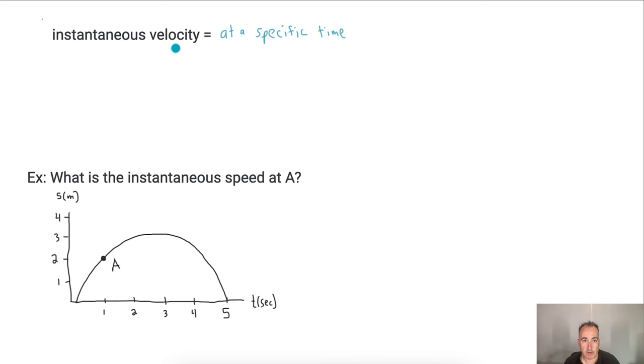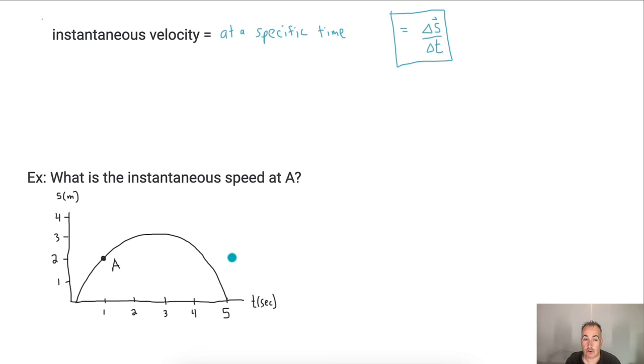So for example, for instantaneous velocity, if it's velocity, it'll be the change in displacement over the change in time. That will be the instantaneous velocity. Now, what's the difference? Well, you have to look at your graph, and we don't care about the total displacement divided by the total time, because that would have been the average speed. This time we're caring about the instantaneous. What that means is you have to look at a specific point.